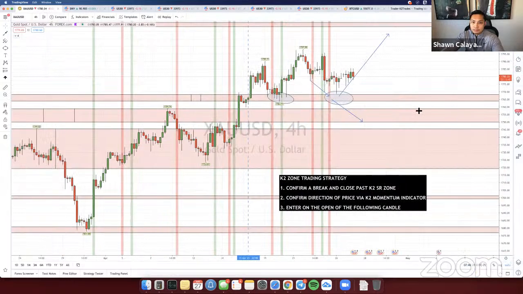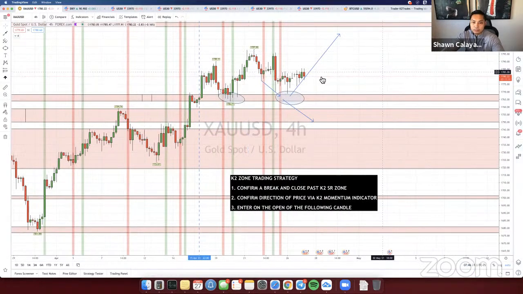So here's gold. This is the same markup that I had from yesterday. It did exactly what we thought, right? It came down, it came to this area, and it bounced right off it, right? Just like I marked up for you guys yesterday and from last week. So I'll mark this stuff from scratch.